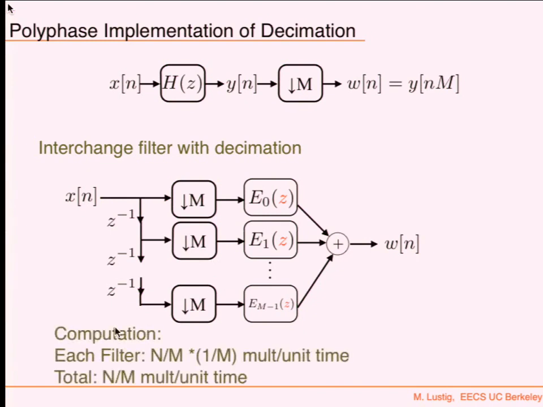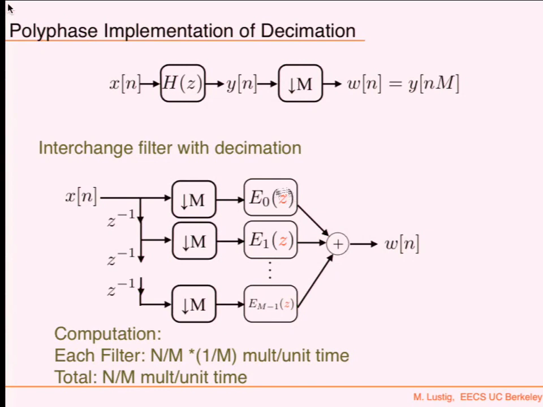Okay, so now let's do the calculation of the operations. Each filter has N over M operations, because we have M filters. Each one of these is 1 over M the multiplications, so it's N over M type of multiplication, right? Because we downsample, these filters are smaller by a factor of M. If our original filter was size N, these are size N over M.